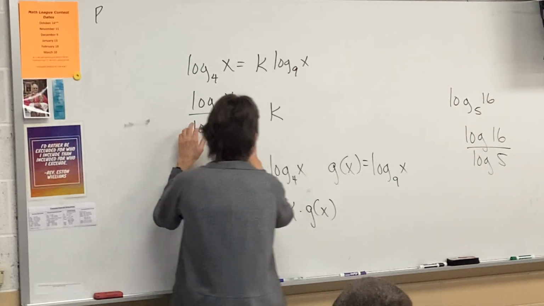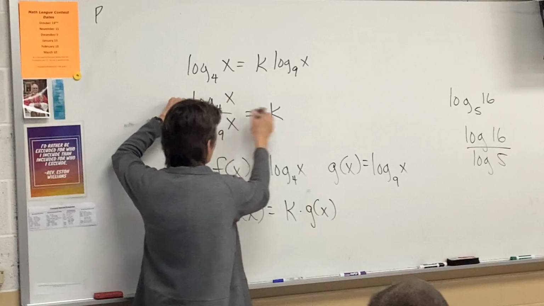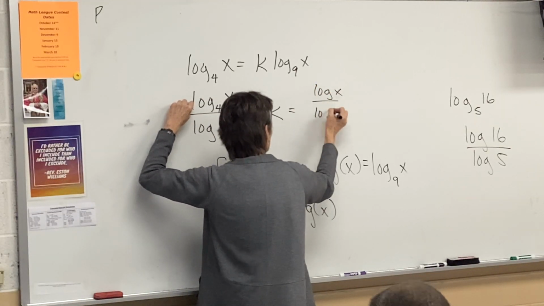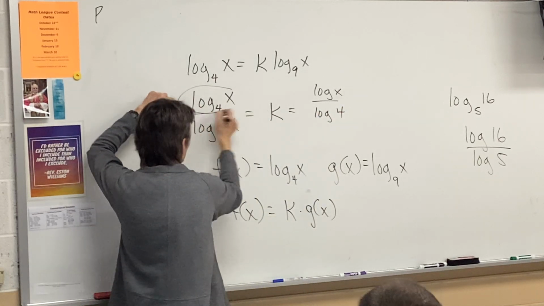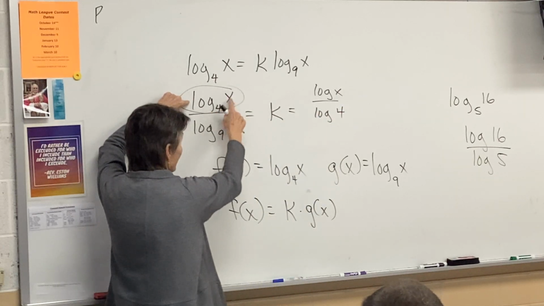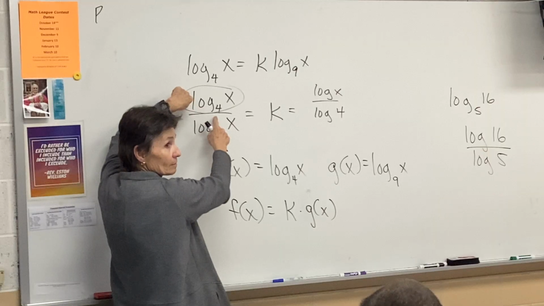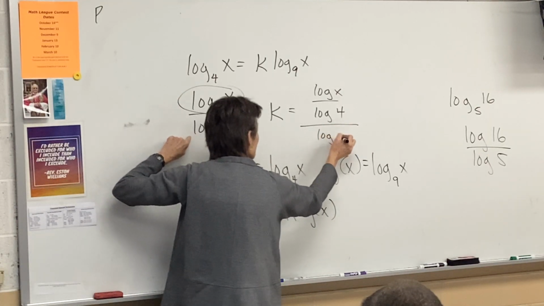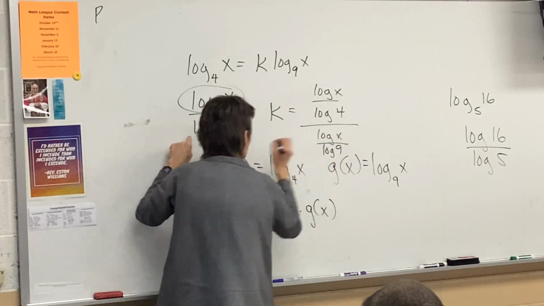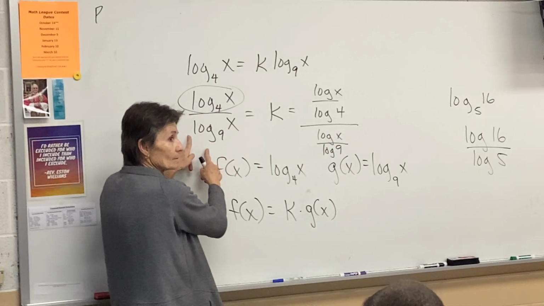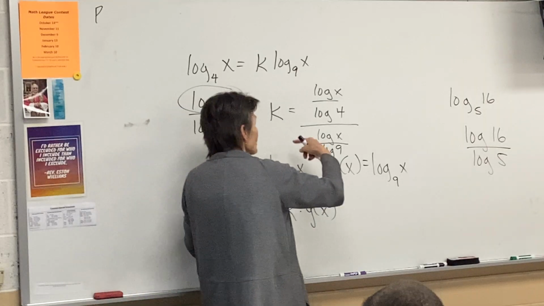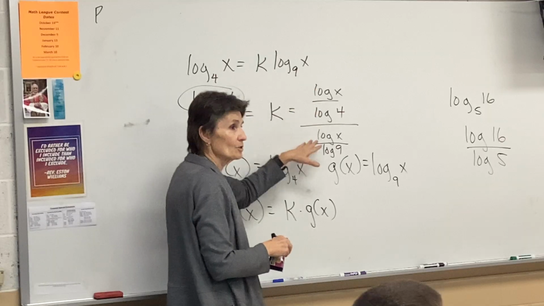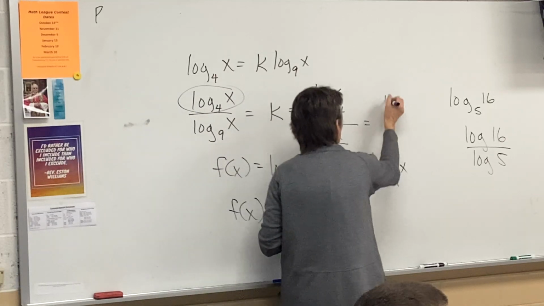So I'm going to come over here. That numerator equals the log of x over the log of 4. Would you agree with that? The numerator would be log x over log 4. And then the denominator would be log x over log 9. Now, what is going to happen when I simplify this? Charlie? You're going to get log 9 over log 4.